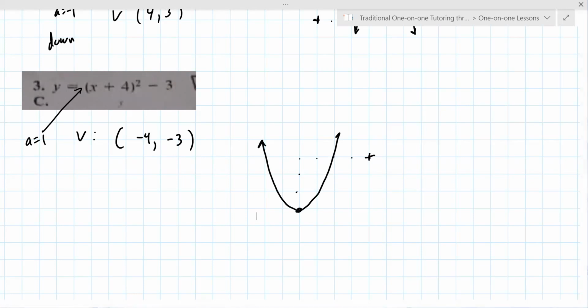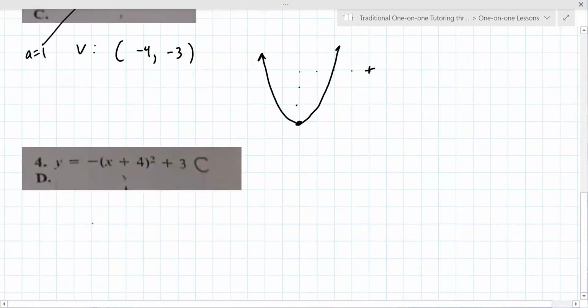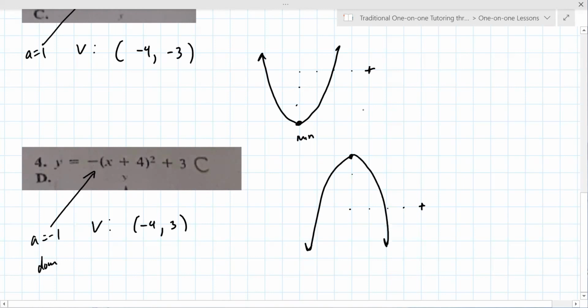Okay, and last one here. All right, so here the vertex is at negative 4 comma 3. The a value right there, a is equal to negative 1, so we know it opens down. I maybe should have mentioned this before, that when it opens up it has a min. Since this one opens down, it has a max. So we're just creating our origin here. So we go 1, 2, 3, 4 left, up 3, but it opens down, something like that. So it's got a max.